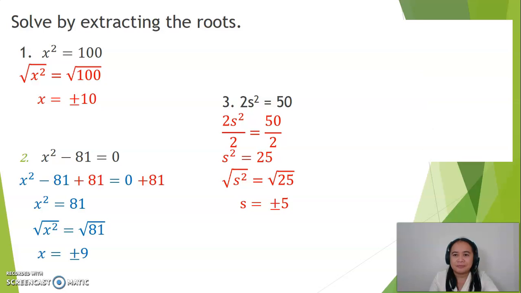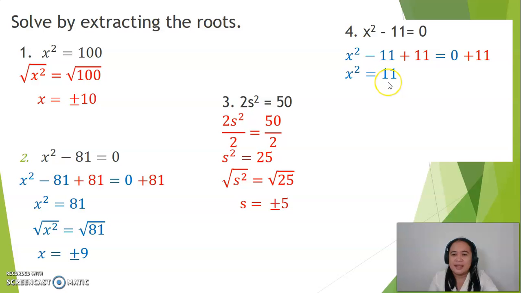Another example. x squared minus 11 equals 0. Adding 11 to both sides, we will end up with x squared equals 11. And getting the square root to both sides, so this will become x equals positive and negative square root of 11.